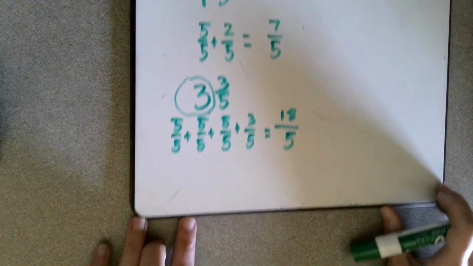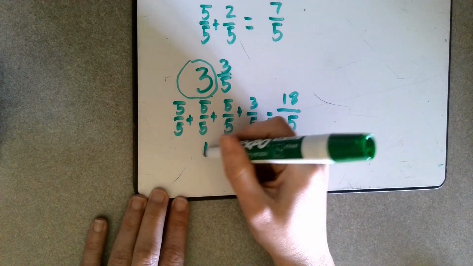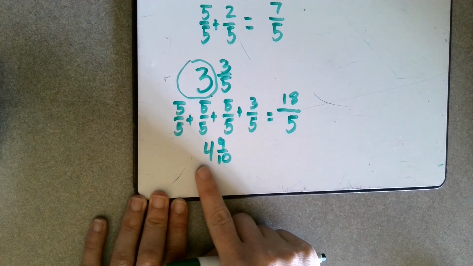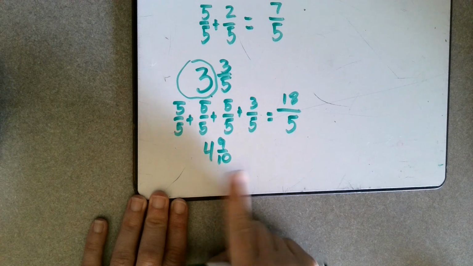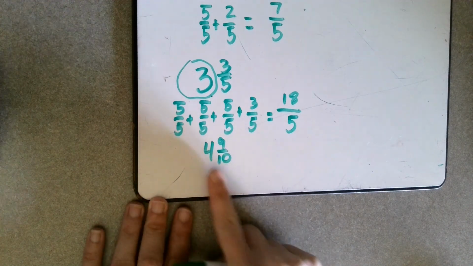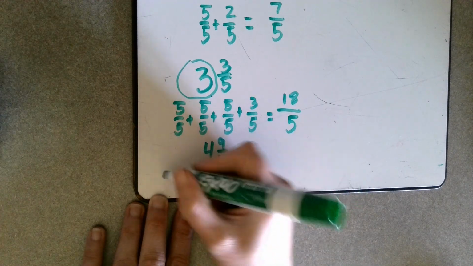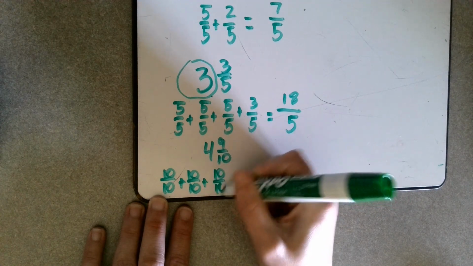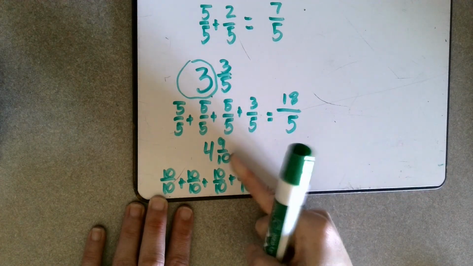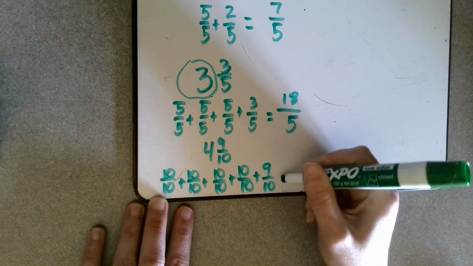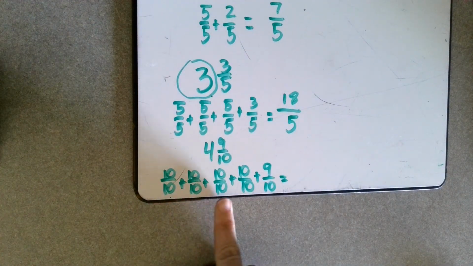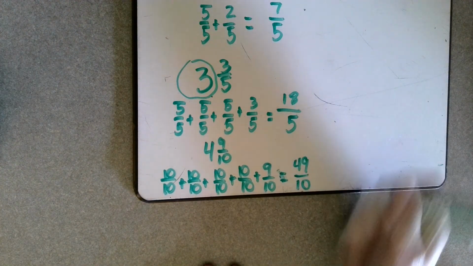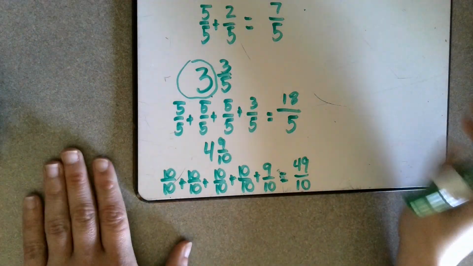Let's try the same thing with 4 9/10. So we think, I've got 4 groups of 10/10, because each whole is broken up into 10. So I can rewrite my number 4 here as 10/10 plus 10/10 plus 10/10 plus 10/10, plus my 9 more tenths, to equal 10, 20, 30, 40, 49 tenths. Okay, so let's stop and just think about that right now.